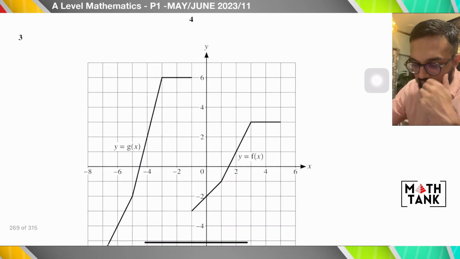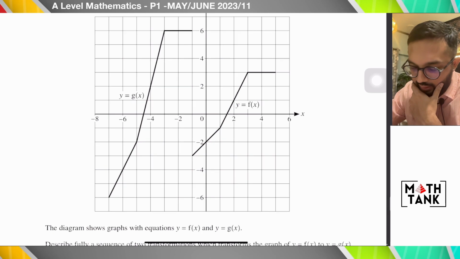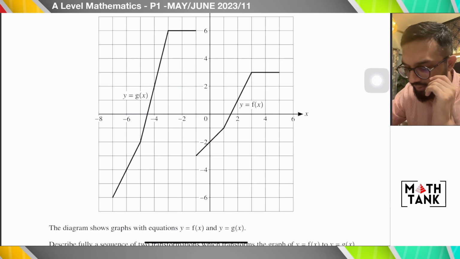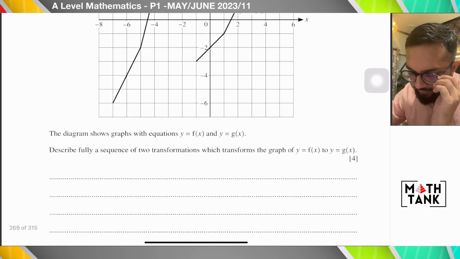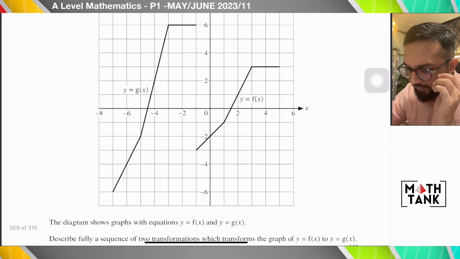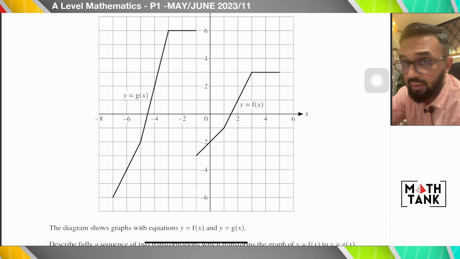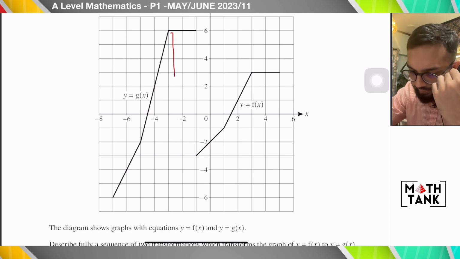Moving on to question number 3, it says y equals g of x and y equals f of x. I see two functions there. This seems like a question on transformations. I see that it was stretched like that and it was also sort of moved. Okay, describe fully the sequence of two transformations which transform this into g of x. So I know that there's a stretch involved. The way of figuring out a stretch factor is to see the length of the vertical parts. Okay, so this had a length of 6 units.